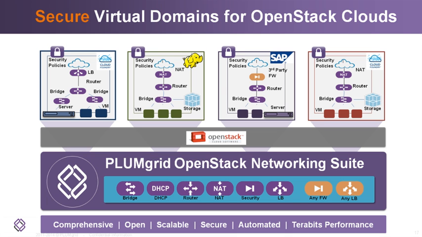So the product that we have today that works together with the Mellanox ConnectX Pro to deliver a high-performance network solution is what we call PLUMgrid OpenStack Networking Suite. It's a software-only solution that brings virtual network infrastructure to OpenStack clouds. And in particular, the one component that we bring to the market that we give customers is what we call secure virtual domains.